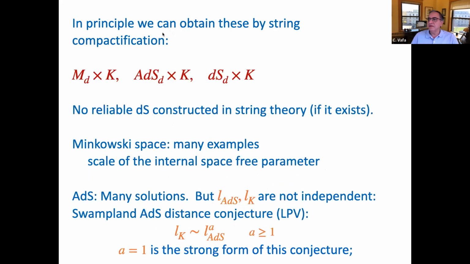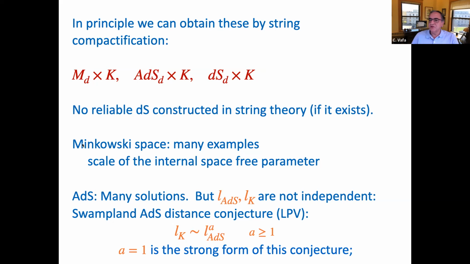So in principle, we can obtain these by string compactifications: Minkowski times an internal space. So we basically have some kind of an internal space appended to the homogeneous space that we would be interested in, and we try to construct these within the string theory landscape. Currently, there is no reliable de Sitter construction in string theory, and we don't know if it really exists or not. Even if it exists, we don't think it would be stable de Sitter. At best, it would be metastable, and we still don't know if a sufficiently long-lived metastable de Sitter exists or not. So these are still being debated, and we don't really know.